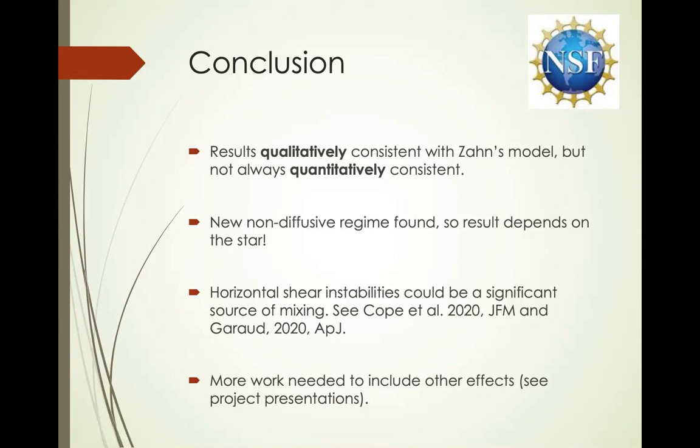In the diffusive regime, Zahn's model applies, but there's also a new non-diffusive regime found where the mixing coefficient is quite different. So all of this tells us that horizontal shear instabilities could be a significant source of mixing in stars, but must be modeled correctly. And I encourage you to look at these papers for more information. Now, as part of the projects proposed in this program, we are going to include other effects, such as rotation, a mean vertical shear, and look at nonlinear instabilities as well. So I encourage you to ask me more questions if you're interested.